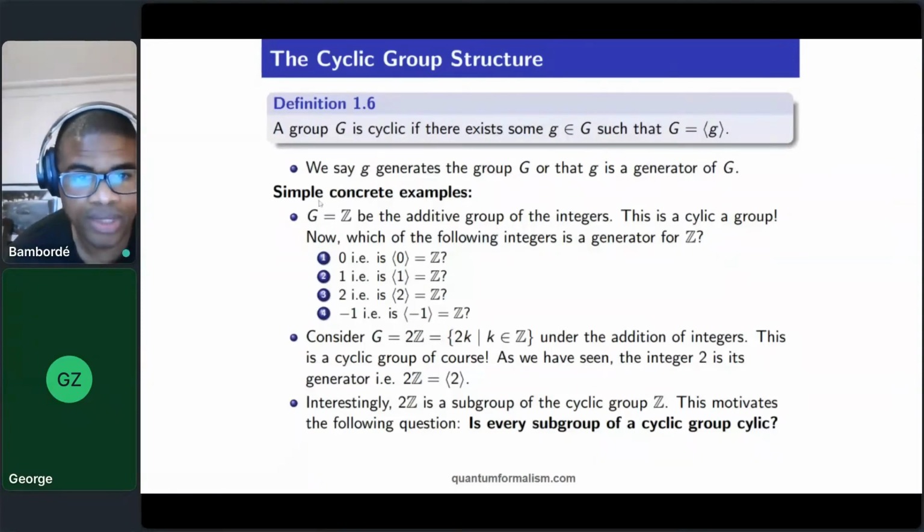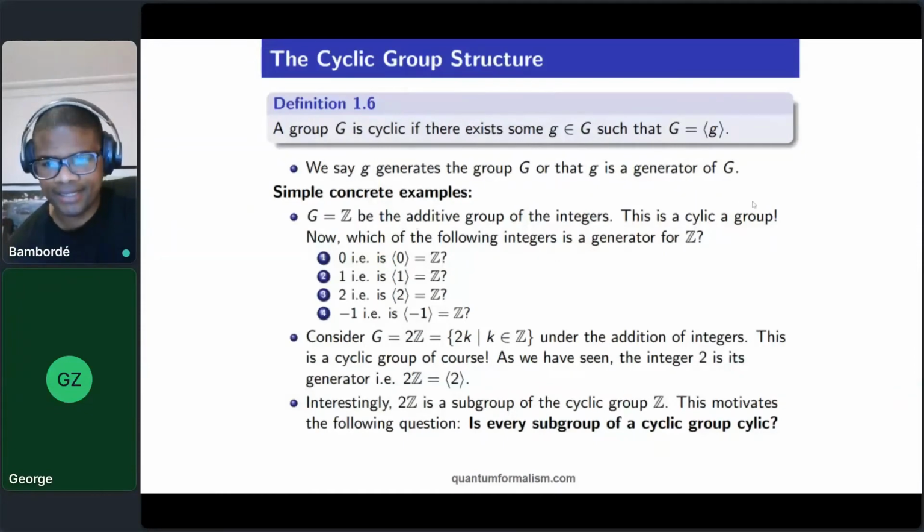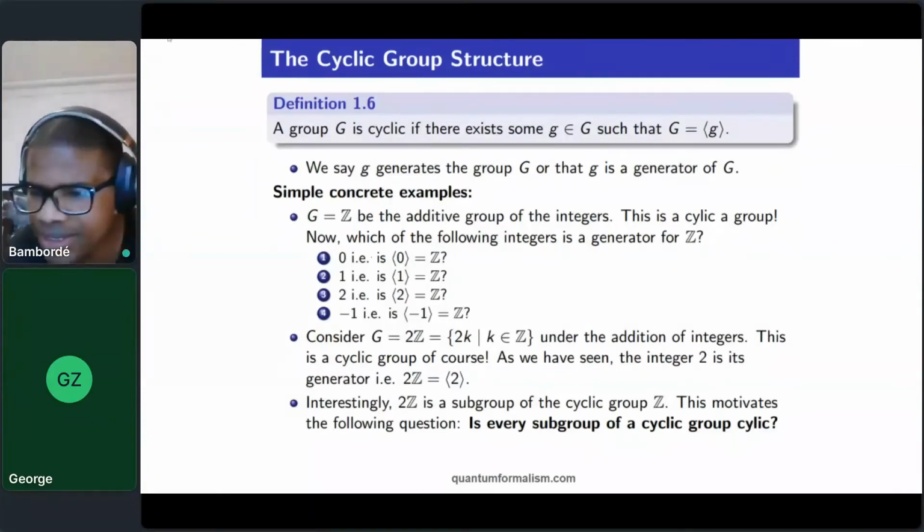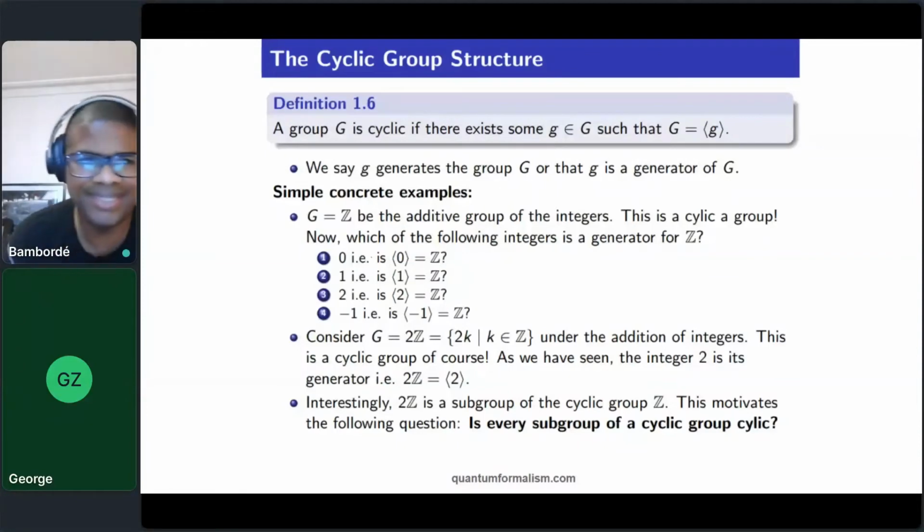Now here's a simple concrete example. When G is equal to Z, the additive group of the integers, the claim is that this is cyclic. So I'll already give you a heads up that this is a cyclic group. Now the question is, which of the following integers is a generator for Z? Let's go through it one by one. I will help you with this one, and then if you have any doubts, you can think. Is it 0? Can 0 generate the integers? No.